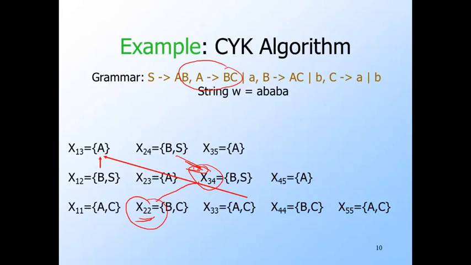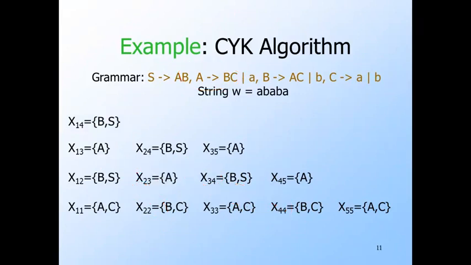We then pair them to see what production bodies we can form, and then we move up the column, in this case, to X23, and down the diagonal, in this case, to X44, and we pair these two to, again, see what variables we can form from that one followed by that one. Here's how we compute X14.